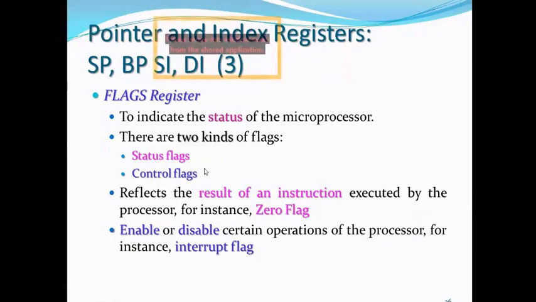Is that clear? Just try to keep in your mind that status flags are related with the result of the arithmetic operations. Look at this, reflect on the result of an instruction, so the result of some operations. Particularly we are considering the arithmetic operation. And as I said, you are going to see the example. All right. Next, guys, any questions from here?